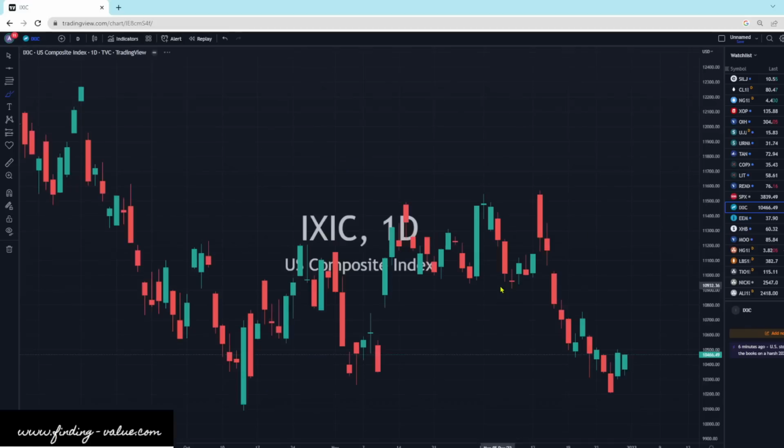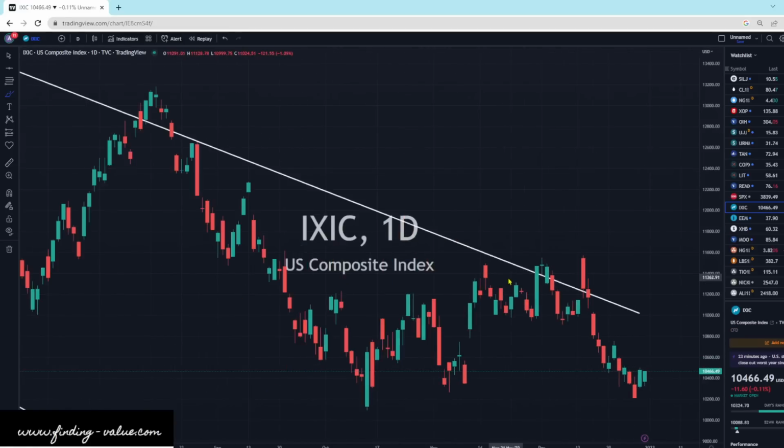The NASDAQ is down a little bit, 0.11%. We've got an increasing interest rate environment. This is your big bullish engulfing.